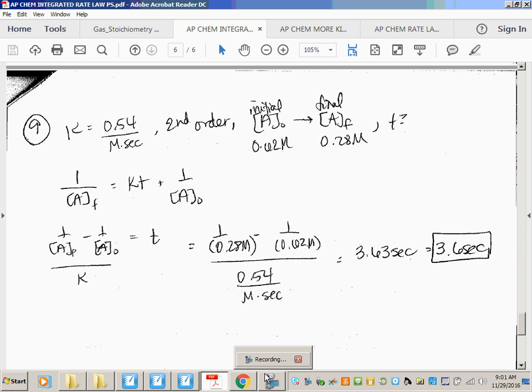How long will it take for the concentration to decrease from this to that? So you have your initial and final, you have your values to plug in. I would just find your numerator first. So after you rearrange to solve for t, I would just take 1 over the final concentration minus 1 over the initial concentration, solve, and then plug in your 0.5 or your value up here, and then when you divide, you get 3.6 seconds. You just have to recognize it's second order. That's the only issue I think there.